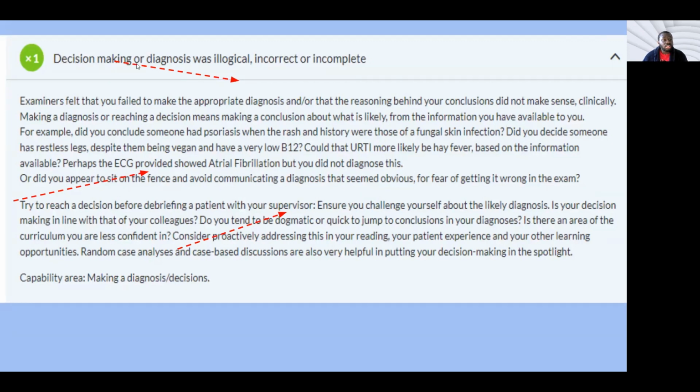Next one is decision making or diagnosis was illogical, incorrect, or incomplete. What they've said here is examiners felt that you failed to make the appropriate diagnosis and or the reasoning behind your conclusion did not make sense clinically. Remember the three domains in the SCA: data gathering and diagnosis is domain 1, management is domain 2, and then interpersonal skills or relating to others is domain 3.